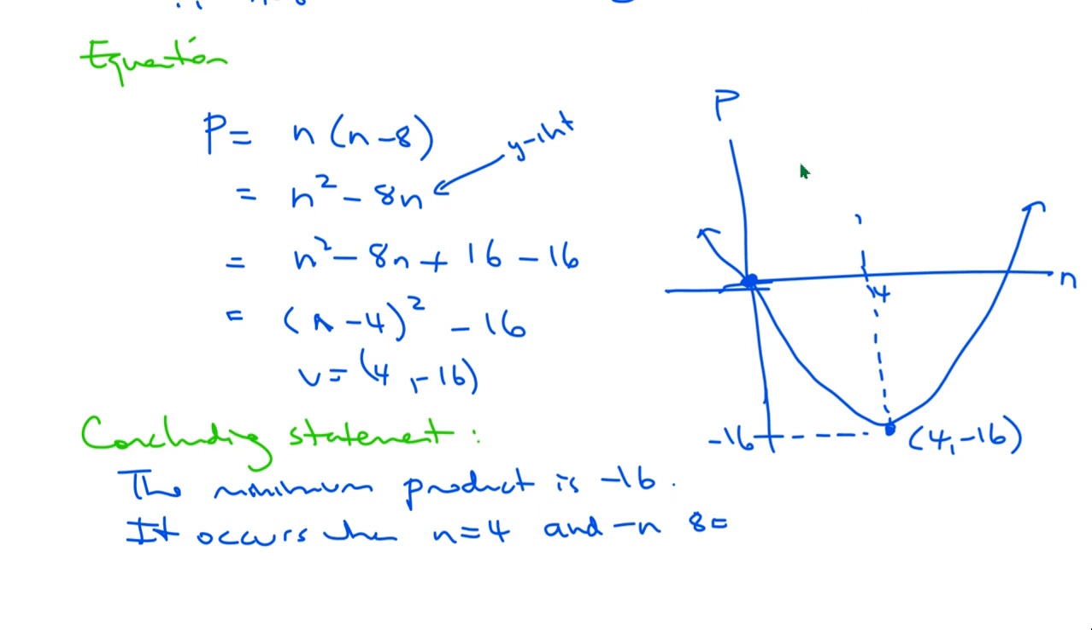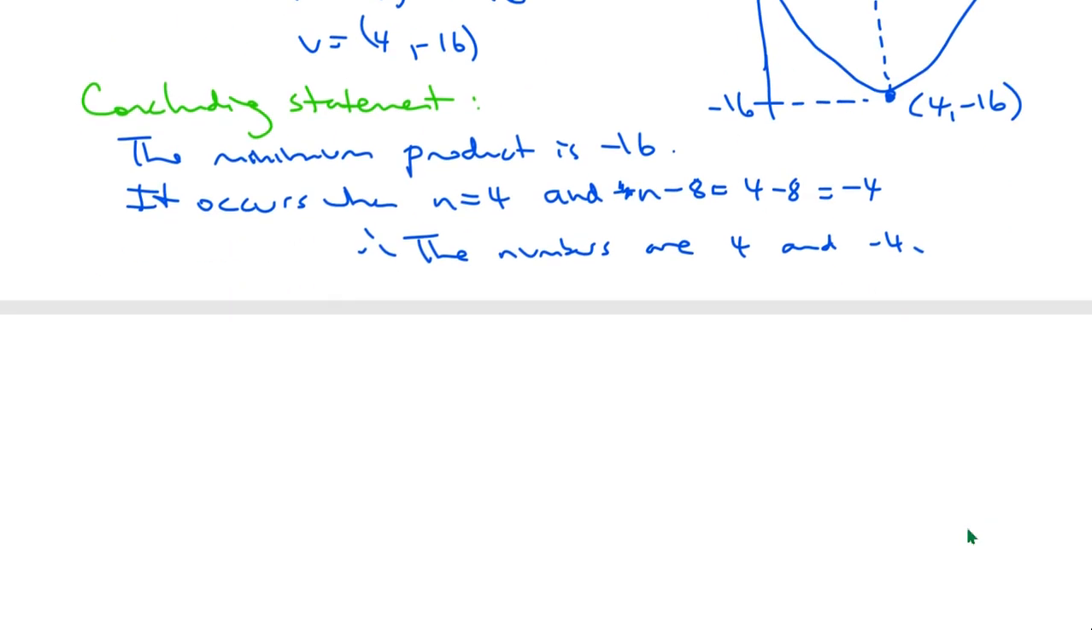So the first one's 4, and the second one, n minus 8, is equal to 4 minus 8, which is -4. So therefore the numbers are 4 and -4. Okay, notice what happened. I found my vertex. The numbers are not 4 and -16. The n is 4 that creates the minimum product. So the first number is 4, but then the second one we said was n minus 8. So the second number is -4. And that's how you get the smallest product, 4 and -4. Okay, let's do one more example.